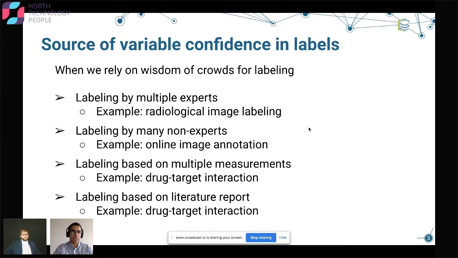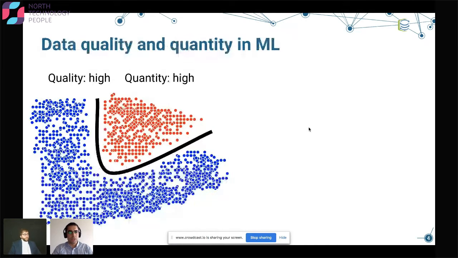These are different reasons for having different levels of confidence. Why do we care about it? Let's have a very, very simplified version of the problem. Imagine we have high quality and high quantity data. In a two-dimensional space, we have two classes, class red and class blue. Data points in class red should be separated from class blue. We have a beautiful decision boundary, everything is awesome.